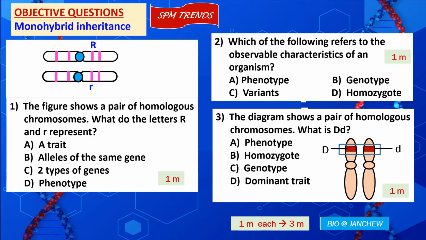Let us start off by discussing the objective questions. So all the questions here follow the SPM trends, and they are similar to the type of questions that you get in exams and in SPM. So the first question is, the figure shows a pair of homologous chromosomes. What do the letters big R and small r represent? A, a trait, B, alleles of the same gene, C, two types of genes, or D, phenotype. Think about this for a moment.